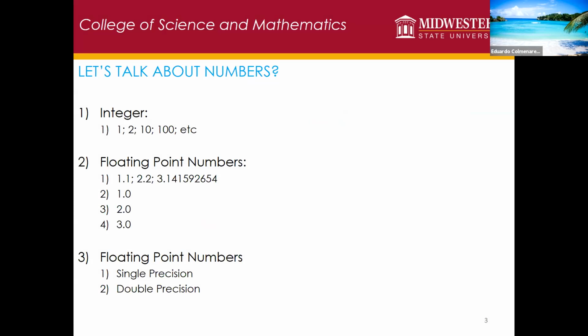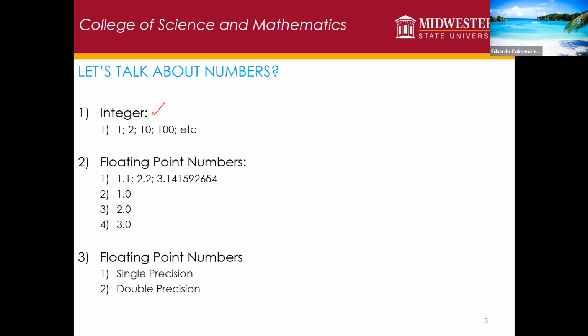One typical traditional format is the integer numbers. Integer numbers is a number like 1, like 2, like 10, or 100. Any other number like this is going to be considered an integer. And there is going to be another set of numbers known as the floating point numbers. What are going to be floating point numbers? Floating point numbers are going to be numbers such as 1.1, 2.2, or pi.